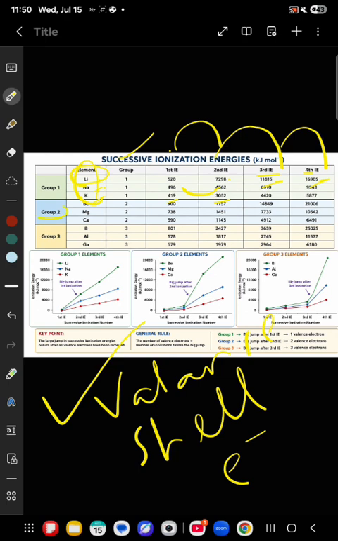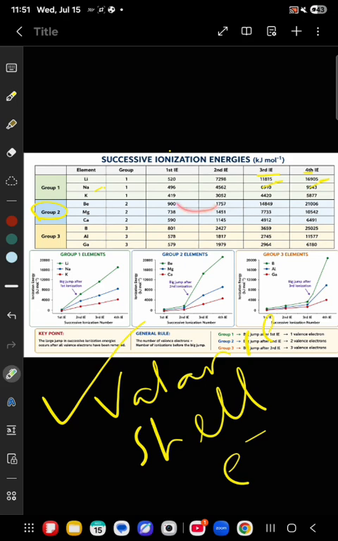Now look at the group 2 elements. Group 2 elements are beryllium, magnesium, calcium. These are group 2 elements. Now look at their successive ionization energy. For beryllium, the first ionization energy is 900. The second ionization energy is 1757, and the third ionization energy is 14,000.